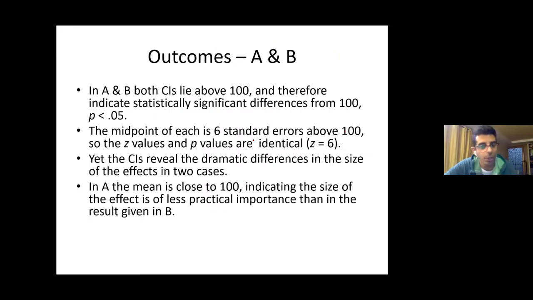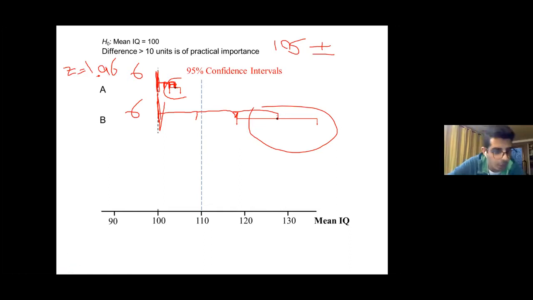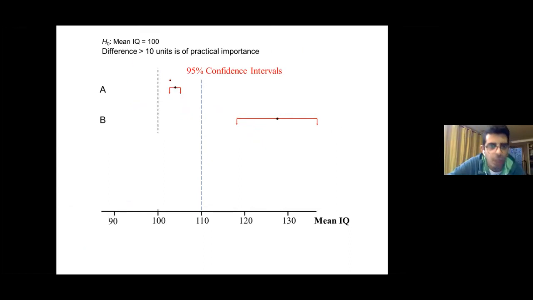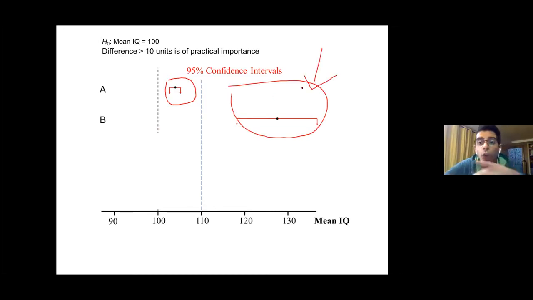And he goes on to tell you this. Look, the midpoint of each is 6 standard errors above 100. That is completely true if you calculate it. The z values and p values are identical. And you'd never think this. Look, the mistake is you think, oh, hey, this is low, this is high, so the p-value here is stronger, it's less. This is wrong thinking. It could be higher, could be lower. It has no relationship with how far it is. What we can say for 100% sure is that this effect size is stronger than this effect size.